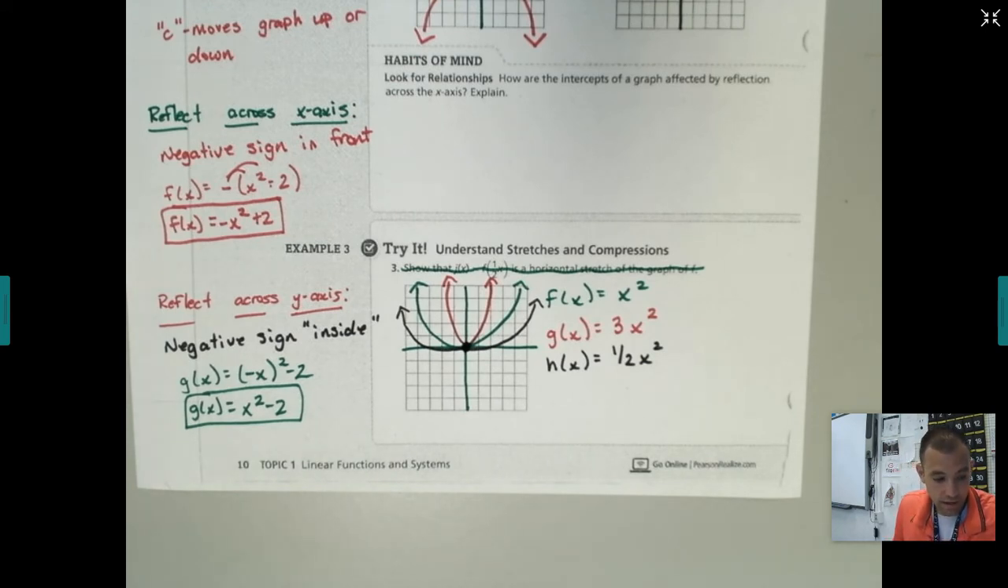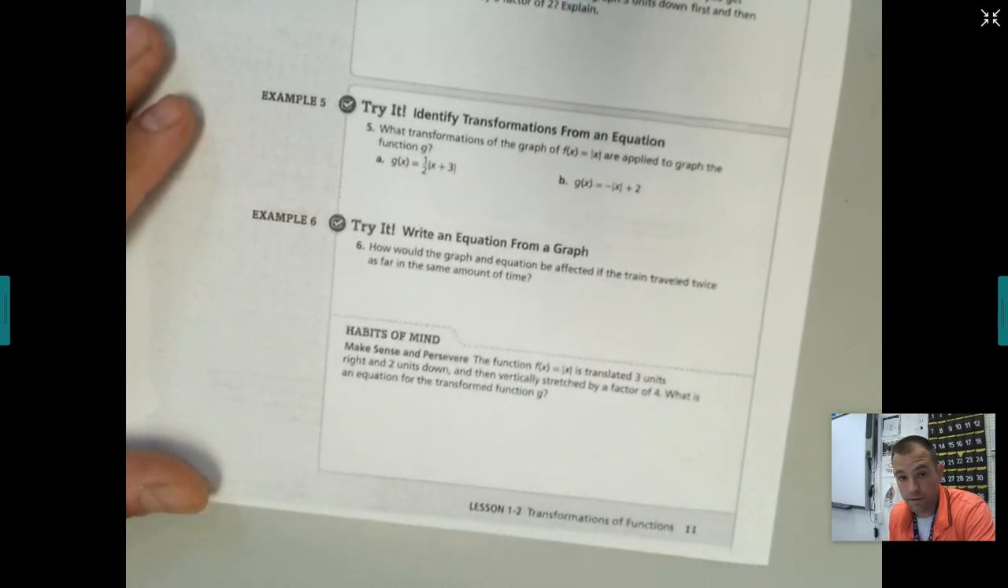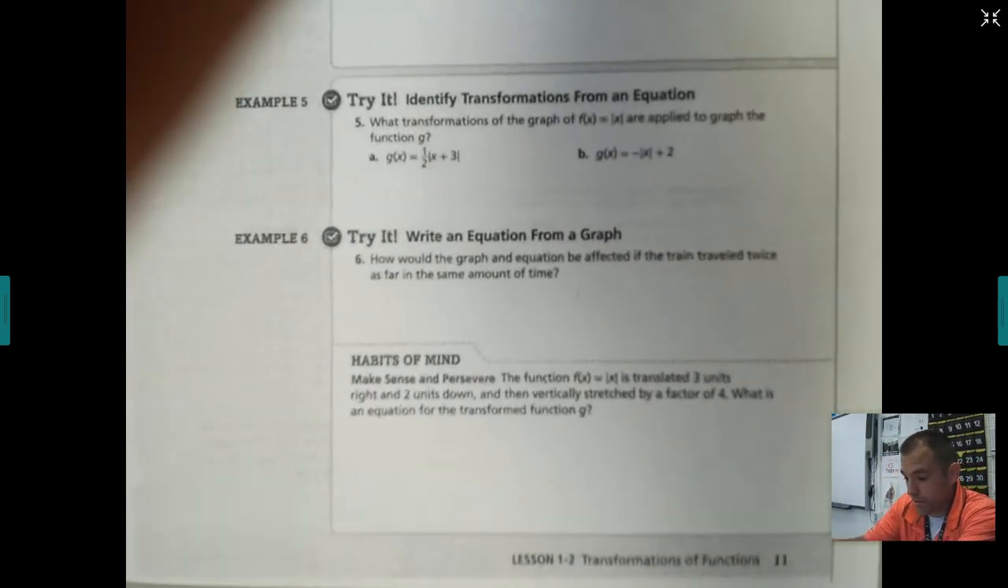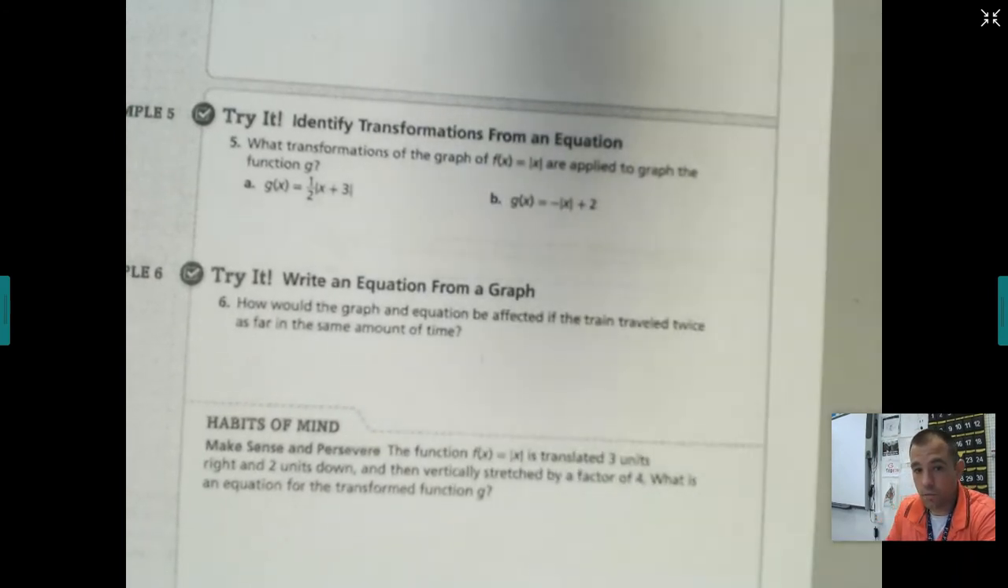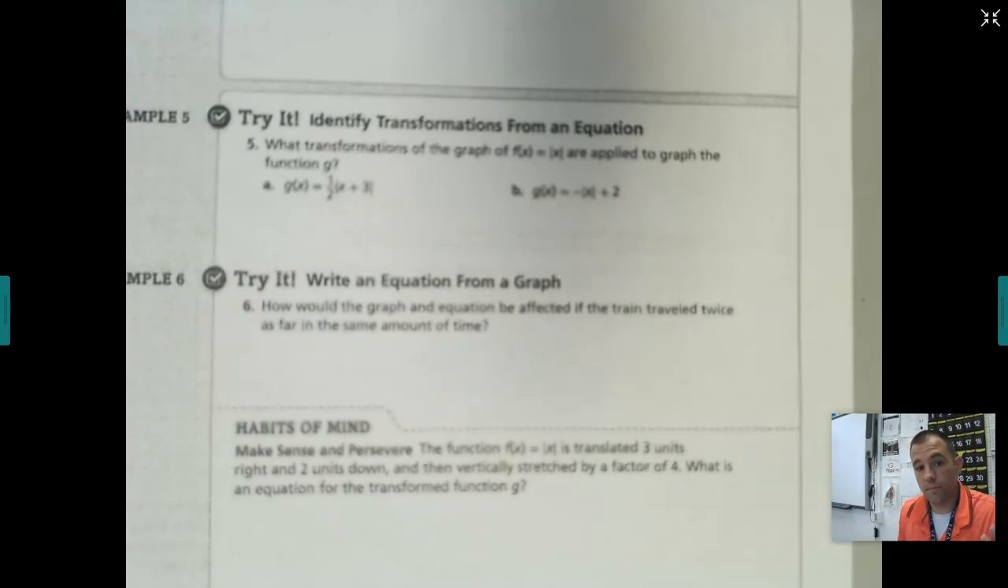All right, the very last thing we are going to talk about is on page 11. Okay, we're going to do example number 5. All right, identify transformations from an equation. So basically on this, all I want you to do is tell me, where is the graph going to go? Where does it move to?